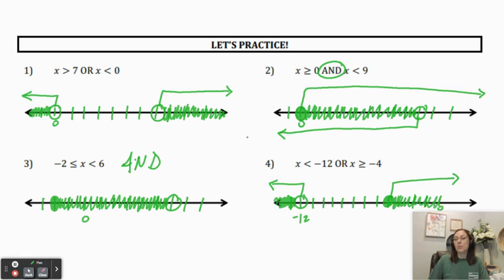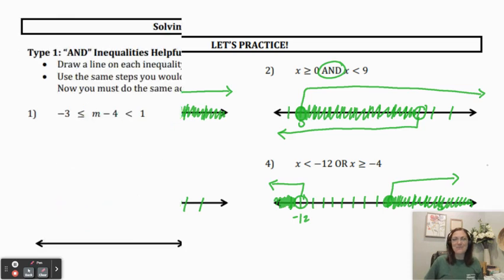And remember, with ors or type 2 inequalities, you cannot rewrite them as one inequality. They have to be written separately using the word or. All right, friends, you did great on those practice ones. Keep remembering: ands, we shade overlap. Ors tend to go out in little branches, I like to think of them, in opposite directions. Let's look at a few more.